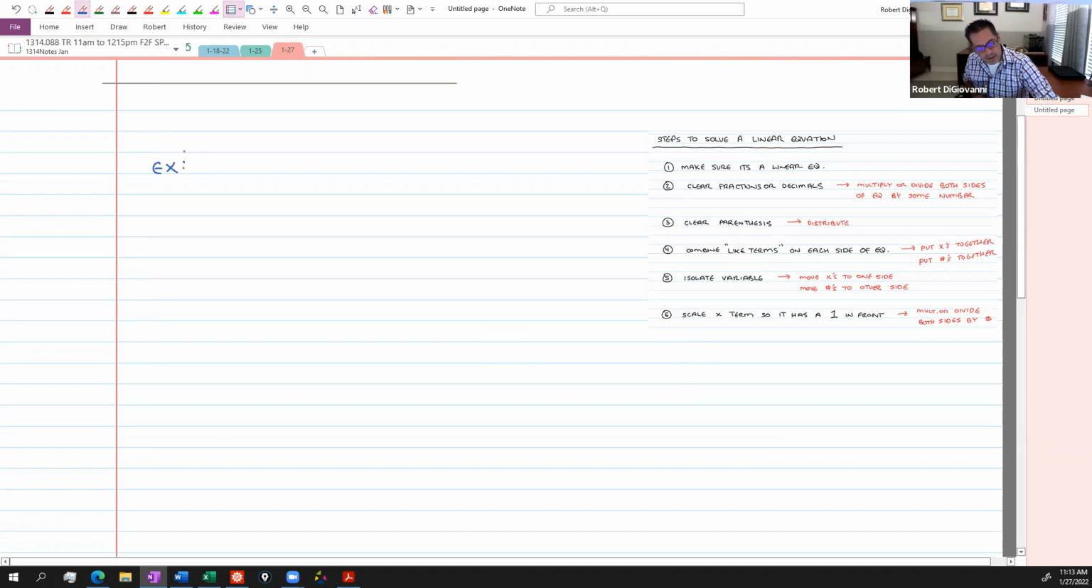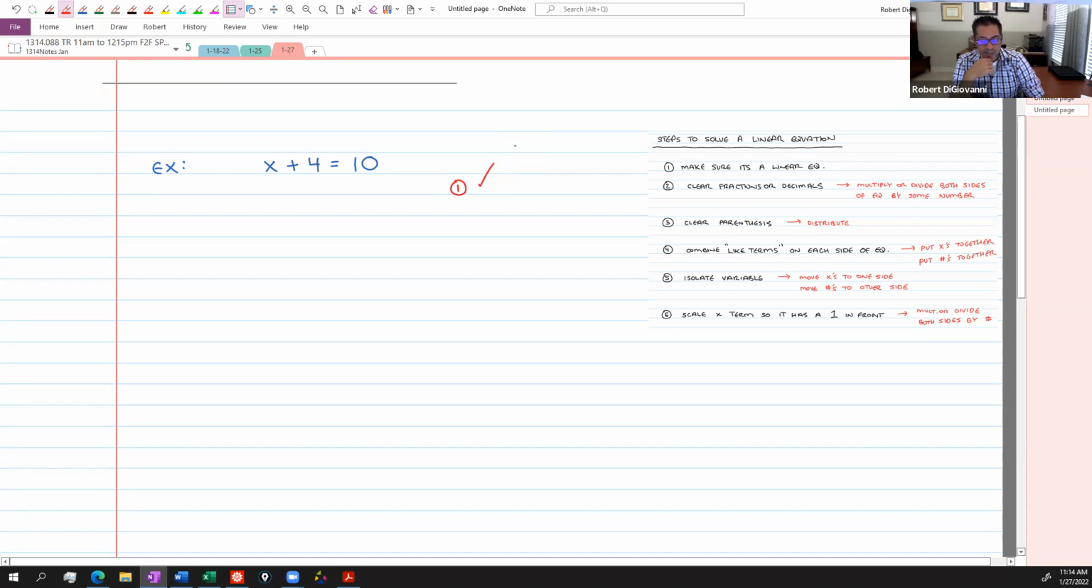Well, let's go back to the one that was very easy. X plus 4 equals 10, right? We just looked at that and we knew the answer was 6, just by looking, 6 plus 4 is 10. But let's act like we didn't know how to do that. Let's follow the steps. First step, make sure it's a linear equation. Well, it is, right? We see an equal sign, we see x raised to the first power. So step one's good.